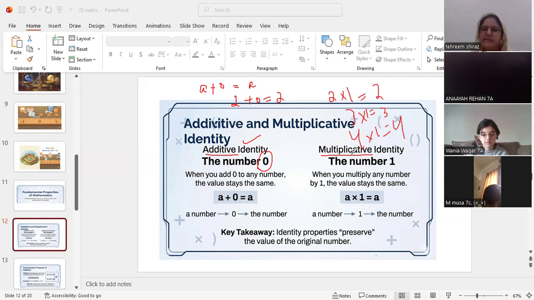Why am I not saying that when 0 is multiplying with any number, the identity remains the same? Because this is not even possible. If 0 is multiplying with any number, the answer will be 0. The identity will not remain the same. It will be changed to 0. It means that 0 when added to any number, identity remains unchanged. But if 1 is multiplying to any number, identity remains unchanged. The concept is clear: multiplicative identity and the additive identity.